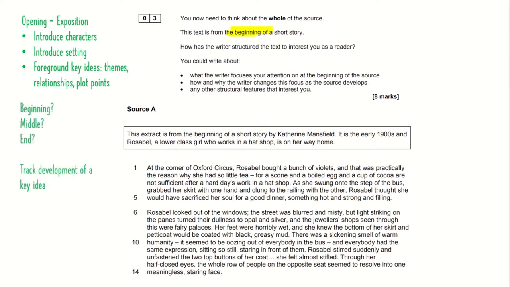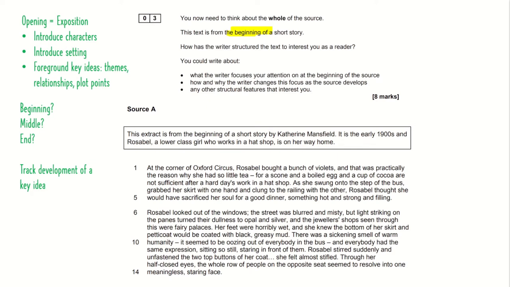The other thing to keep in mind, as I've already said, is that whatever extract you've been given, you can roughly split into 3 sections, into a beginning, a middle, and an end. And where you put those lines will be down to you. But essentially, it's going to come down to how something develops. So whatever it is you identified as being introduced or foregrounded in the very opening, how does that then build as the text goes on?